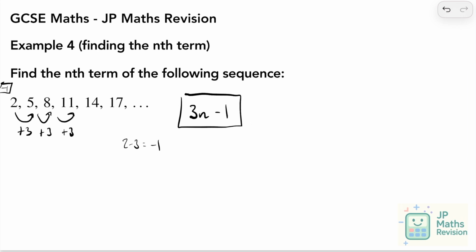So step 1 is to work out the common difference and then put an n next to it. And then step 2 is to find the 0th term and then complete the answer by putting the two things together.